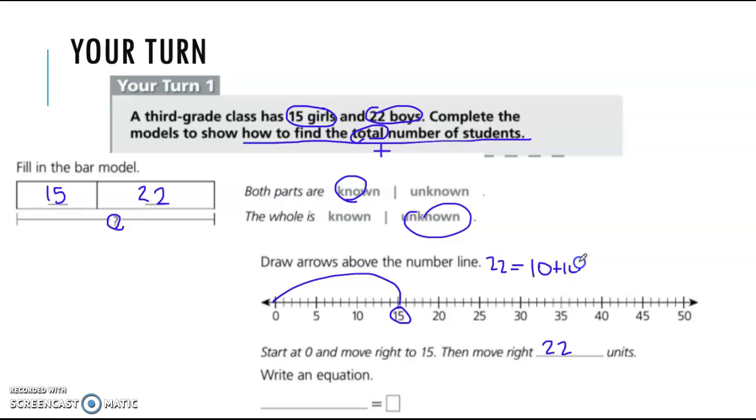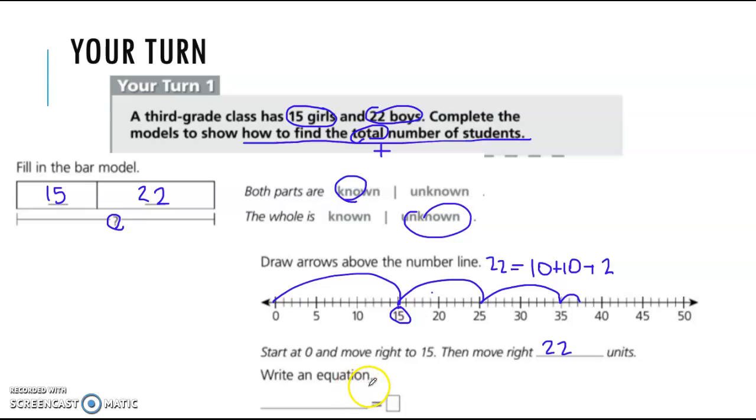So I'm going to break down 22 into 2 10s and 2 1s. It still equals 22, but I broke it down so that I can skip on the number line a lot easier. So I'm going to add 10. That gives me 25. I'm going to add another 10. That gives me 35. Plus the remaining 2 gives me 37, which is my total.